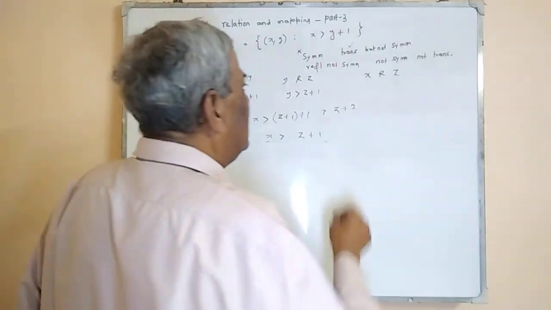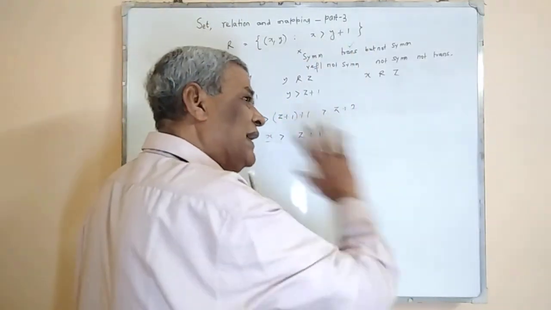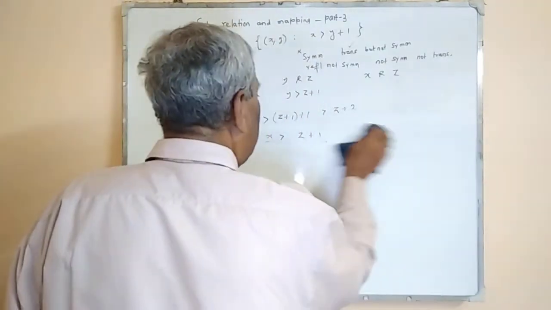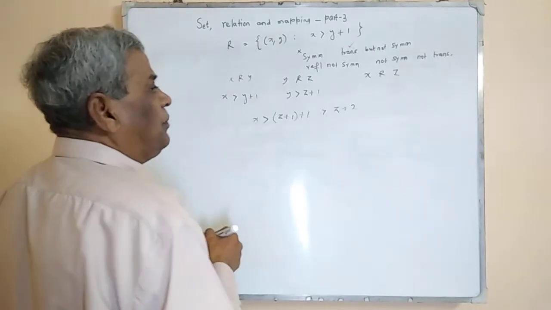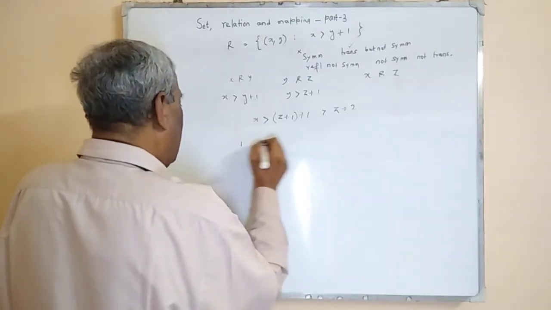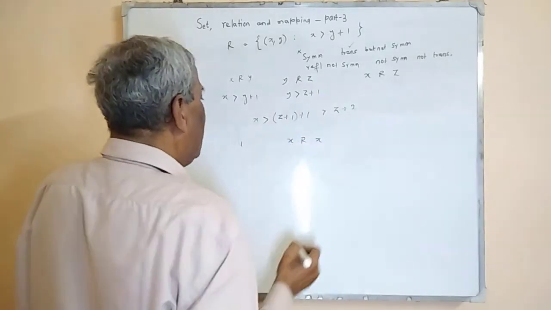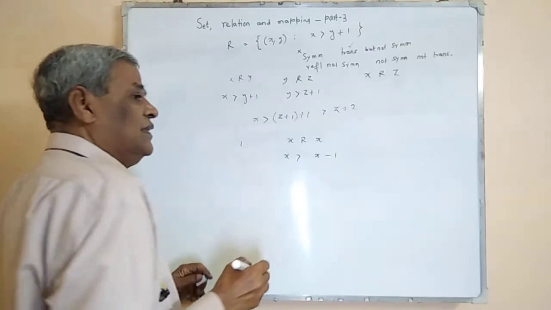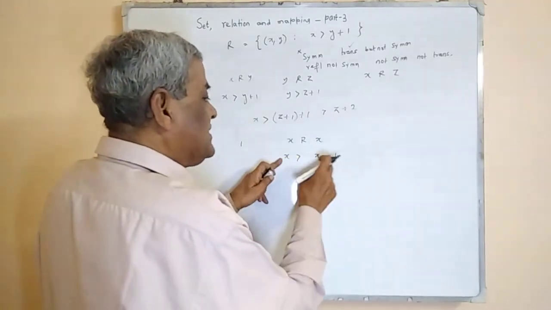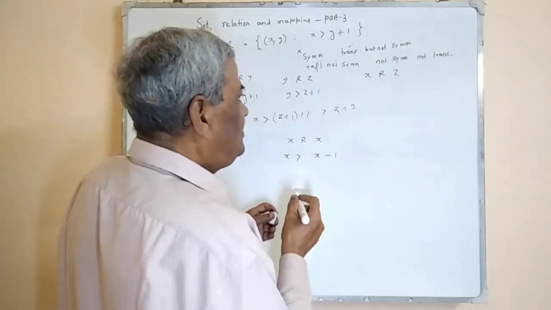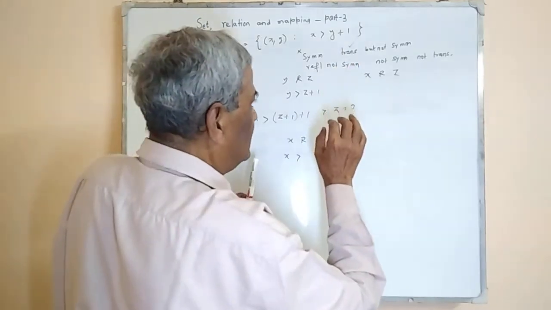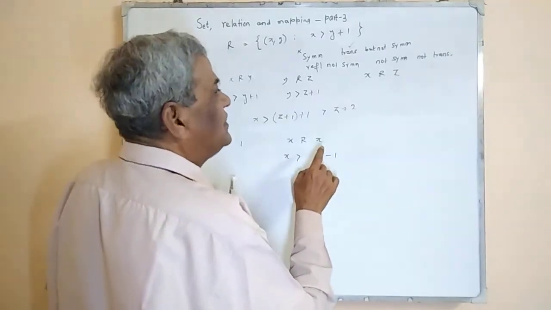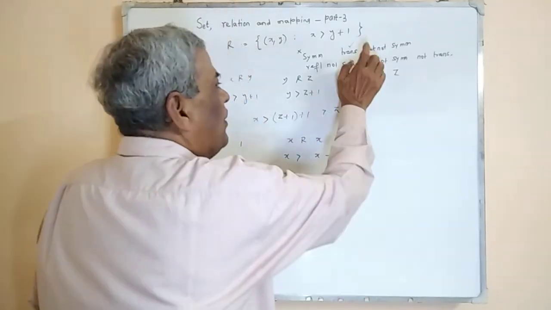About the other one, reflexive or not, I check whether this is also correct or not. For that purpose, we have to find whether it is reflexive or not. If reflexive, x relates with x, that is, x should be greater than x minus 1. Is it true or not? That is, 0 is less than minus 1, that is true. Reflexive means x relates with x is greater than x minus 1. But not symmetric, but transitive. Okay, our answer is that.